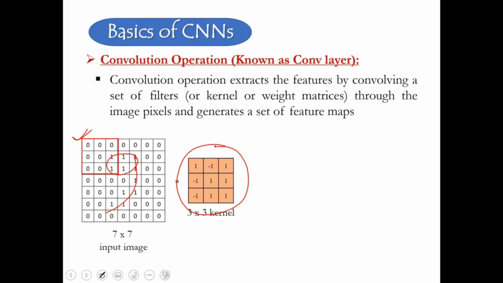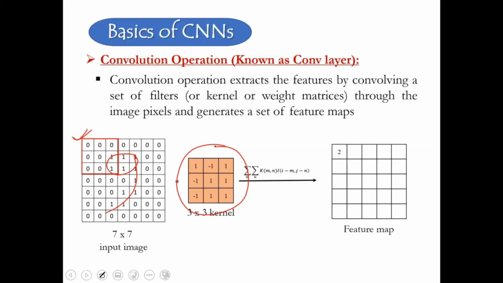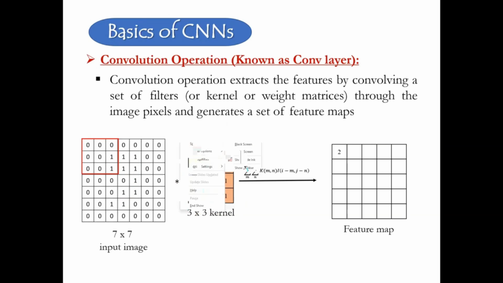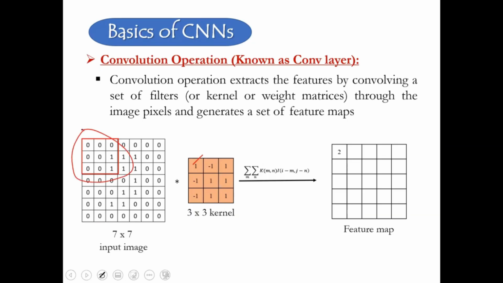In this case, as I told, the sum of products will happen, and the result will be stored in the output image. The kernel is 3 by 3, and the input image is 7 by 7. We are performing the dot product between the elements of the kernel and the elements of the image for the particular receptive field. So at first our receptive field is this position.